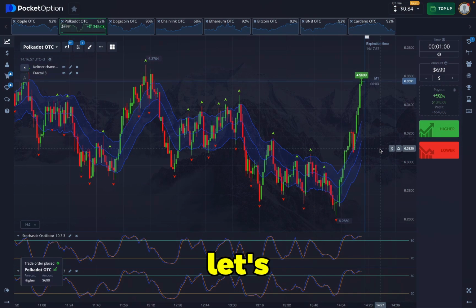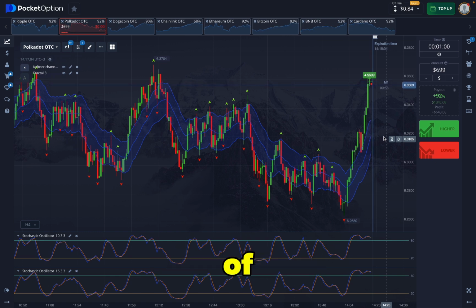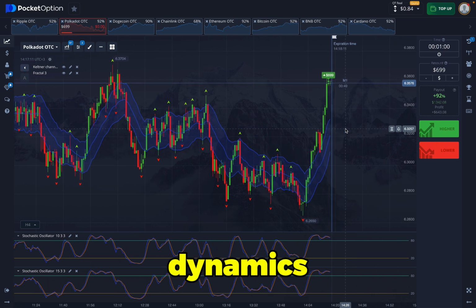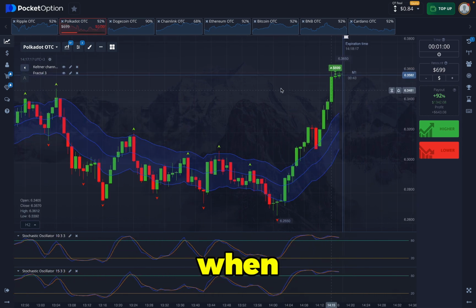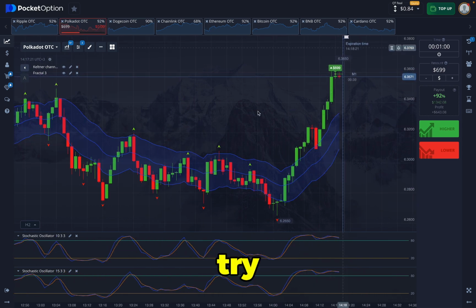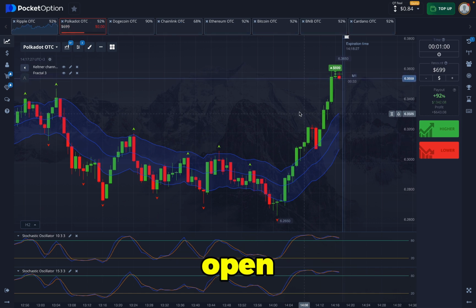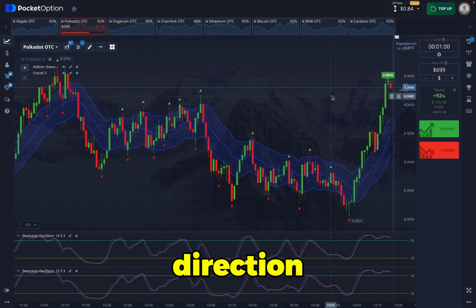And let's try to open a deal to increase in the direction of this momentum. Of course, it would be very dangerous to open a deal against the direction of dynamics here. When you see such dynamics of movement, do not try to open a deal against the direction of dynamics. It is better to open a deal to increase in this case. Always open in the direction of the momentum.